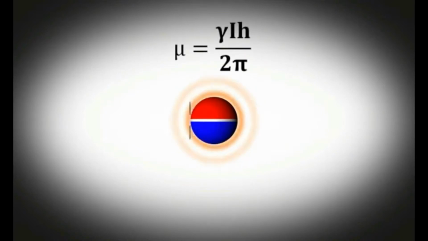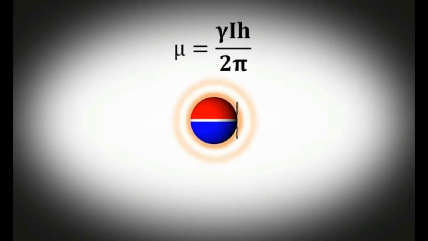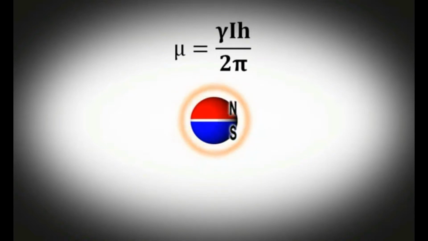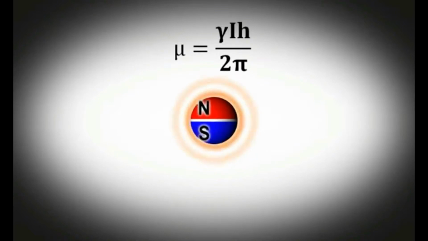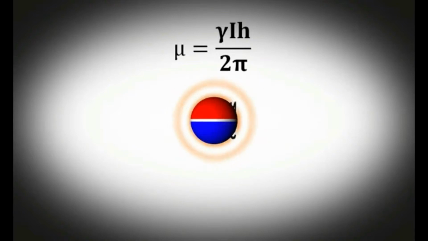The magnetic moment, mu, of the magnetic field is calculated by this equation. Mu is equal to gamma I h divided by 2 pi. Gamma is the magnetogyric ratio, which is a constant for each nucleus, and for the H1 nucleus it's equal to 42.58 MHz per Tesla. I is the spin, which is equal to 1/2 for the H1 nucleus. h is Planck's constant.